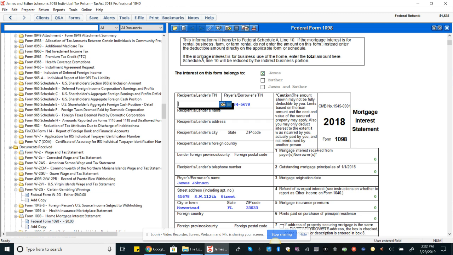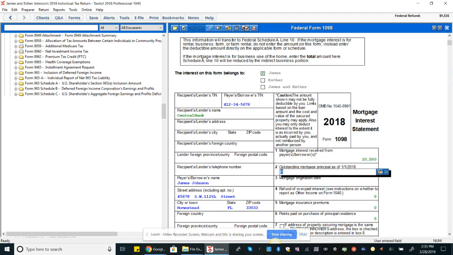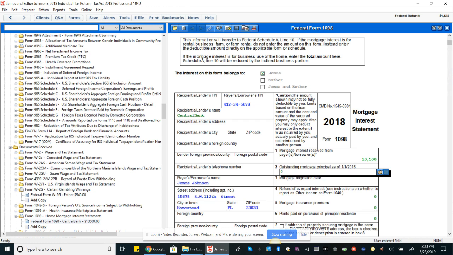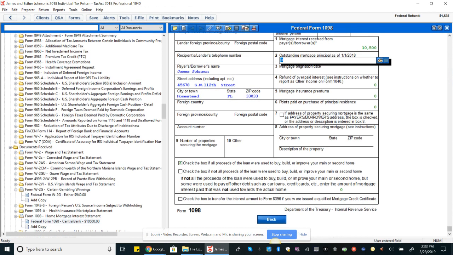And we'll just use the same information that they used for the interest from the bank. So we'll just say central bank. We'll leave everything else blank. Box 1, we'll put 10,500. That's it. And it's green, so we're correct.